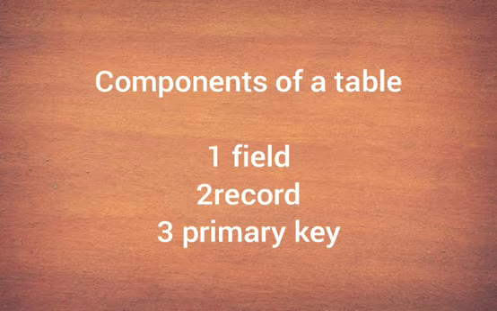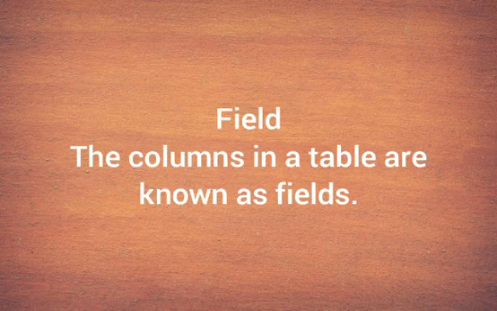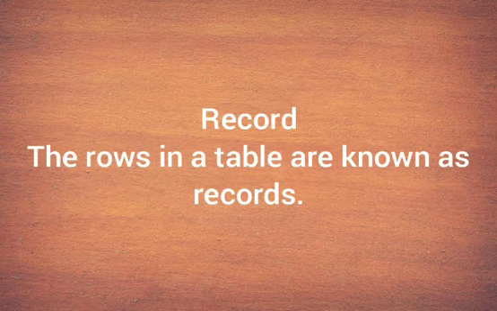Components of a table. A table has three components: field, record, and primary key. Field. The columns in a table are known as field. Every field has a data type that determines the type of values that is stored in it. Record. The rows in a table are known as records. A record stores complete information about an object or an item.